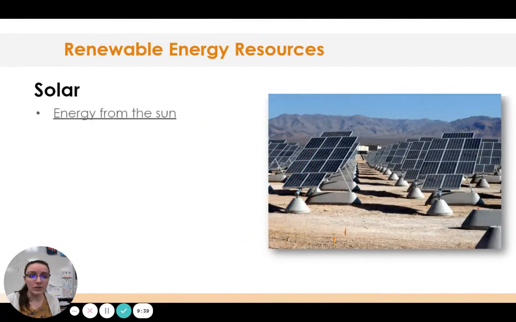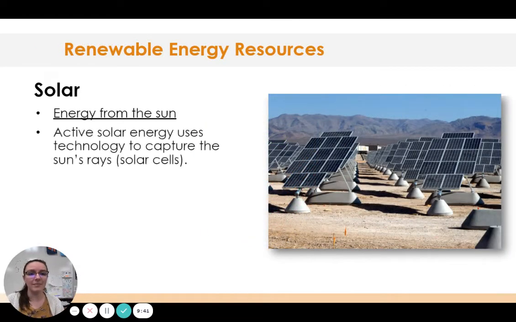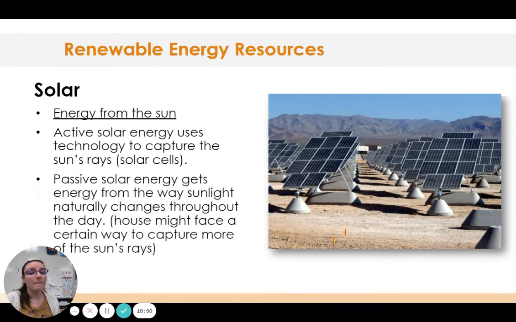Next, we'll talk about solar energy, which is coming from the sun. There are two main kinds of solar energy, and you maybe use one of them every single day. So active solar energy uses technology like solar panels or solar cells to capture the sun's rays and turn that into electricity. Passive solar energy is just taking advantage of the way sunlight naturally moves throughout the day.